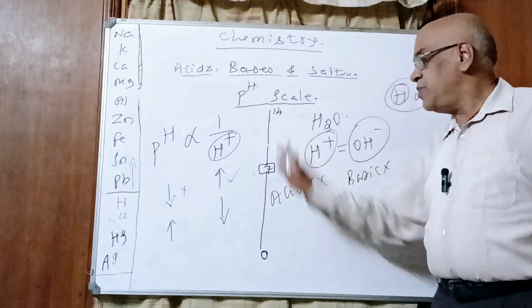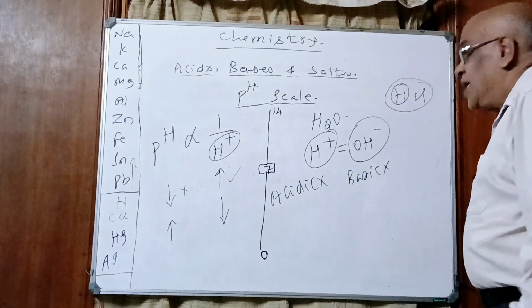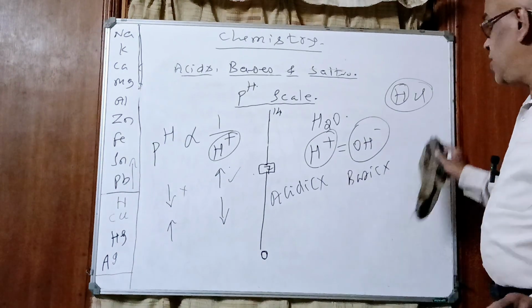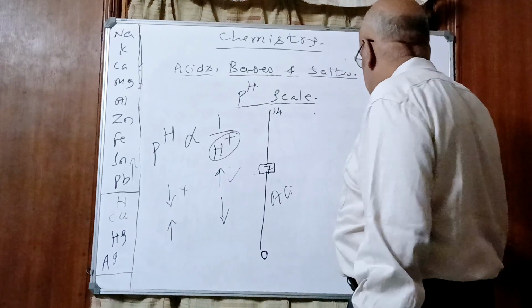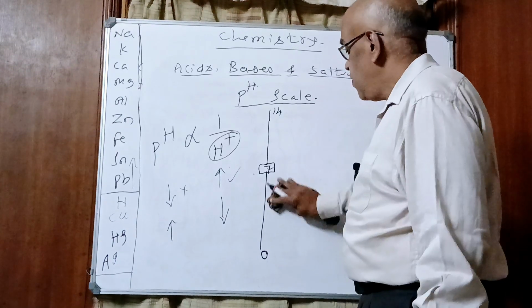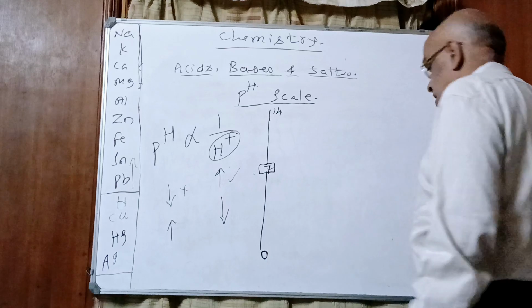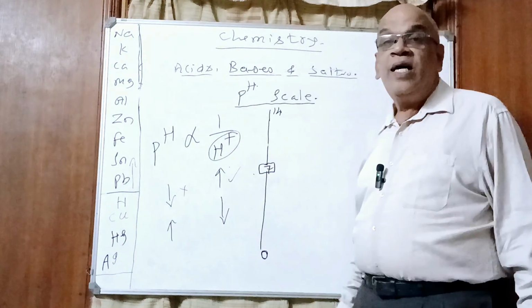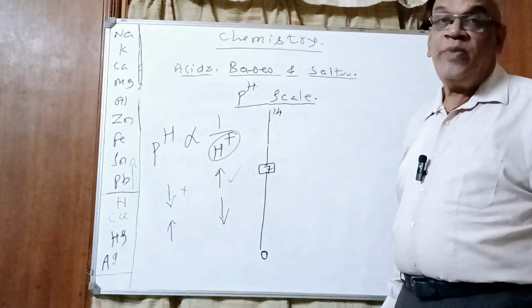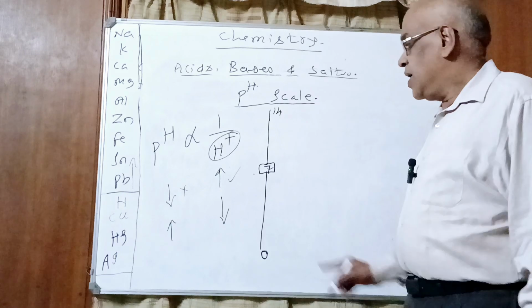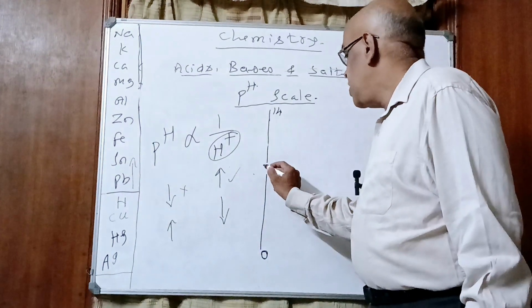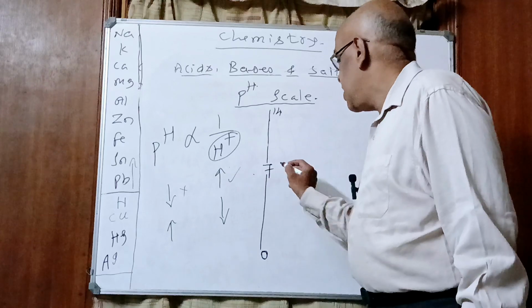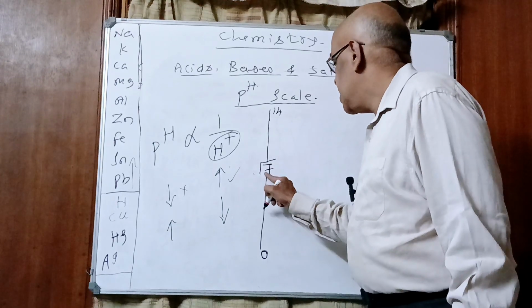So on this pH scale, we can now measure the relative strength of acid or base. Why? Because the normal indicators do not tell us the relative strength of acid or base, or how strong or weak an acidic or basic solution is. Come children, come back to the pH scale. What is the midpoint? Midpoint is 7.